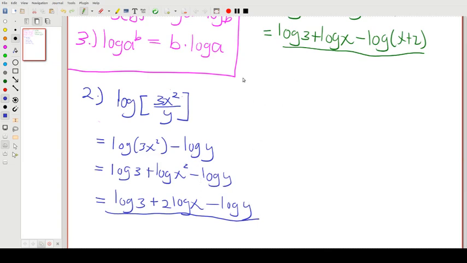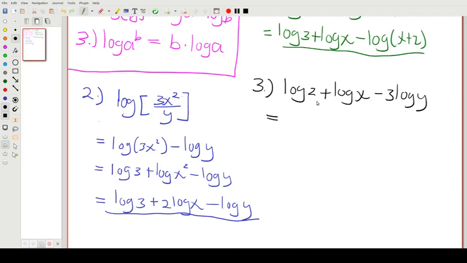Now let's do one more where we work in reverse. Let's say question 3, we're going to work this one in reverse, and we're going to say this is log of 2 plus log x minus 3 log y, and that's fine for now.